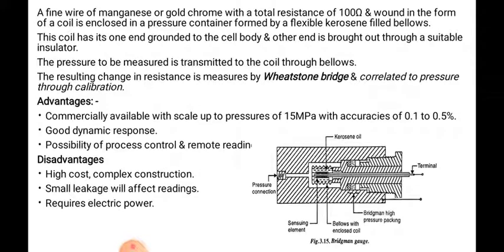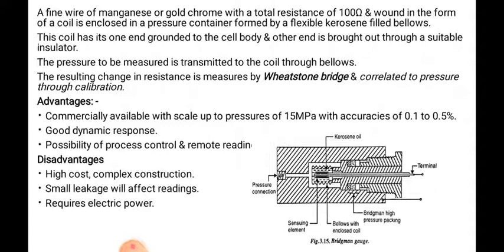Here we can observe that in the central part is the sensing element, which is nothing but the coil, enclosed in a bellows, and the inflation of the bellows is done by kerosene oil. That coil is terminated outside. These are the Bridgman high pressure packing, and on the front side there are pressure connections through which the high pressure, or unknown pressure air or gas, is passed.